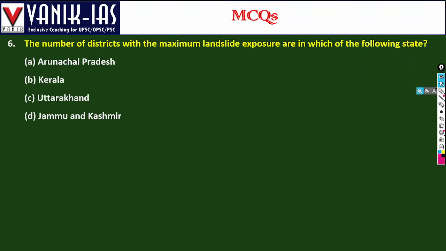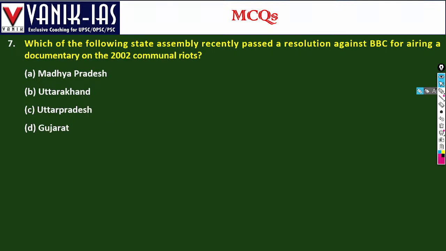Then the district with the maximum landslide exposure is in which of the following states? It is in Arunachal Pradesh. As per the report, Arunachal Pradesh is at the top. Okay. Which of the following state assemblies recently passed a resolution against the BBC for airing a documentary on the 2002 communal riots? It was by Gujarat. So Gujarat has declared such a move. Right?